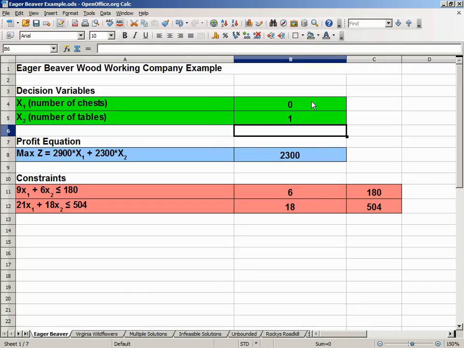Now my constraints. I have 180. What did I have 180 of?